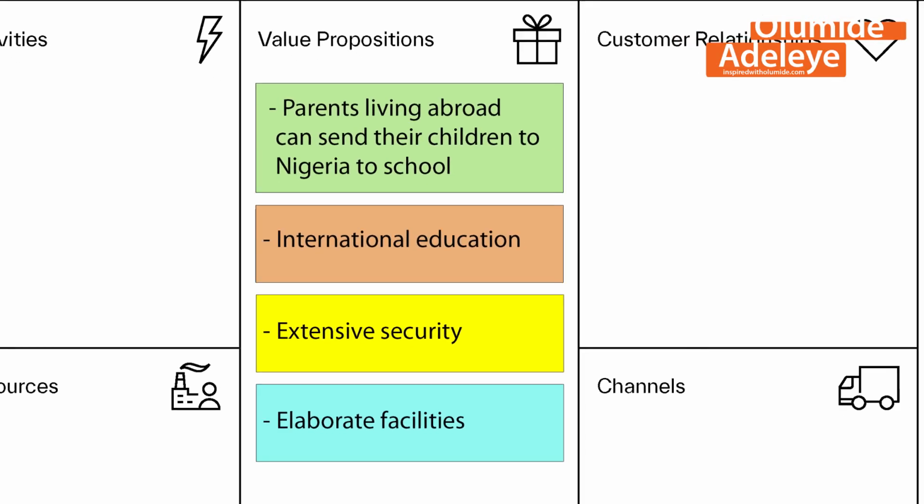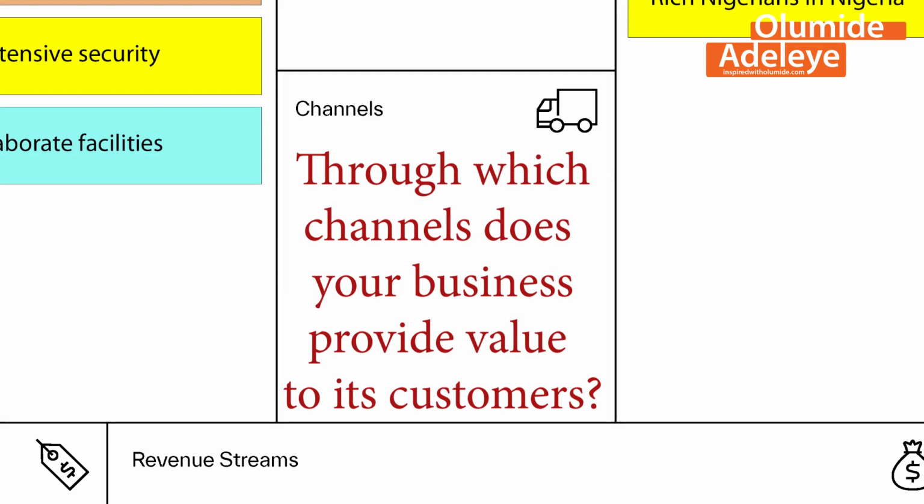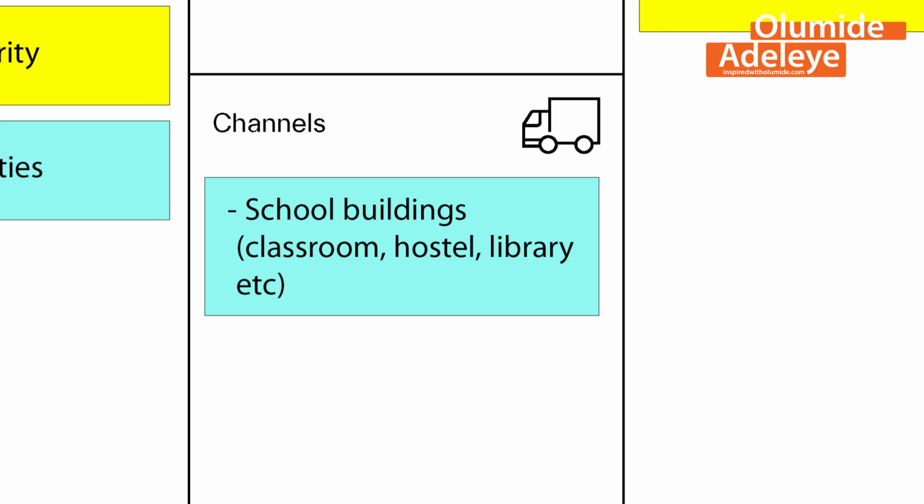Then we have another building block, which is the channels. The channels are the mediums through which the value is delivered. In this case, the main medium would be the classroom. Learning is provided through the classroom. And of course, the school facilities, generally speaking, the school buildings, the hostels, the sports facilities, all of those would amount to the channels, because that's how the value proposition is delivered to the customers.